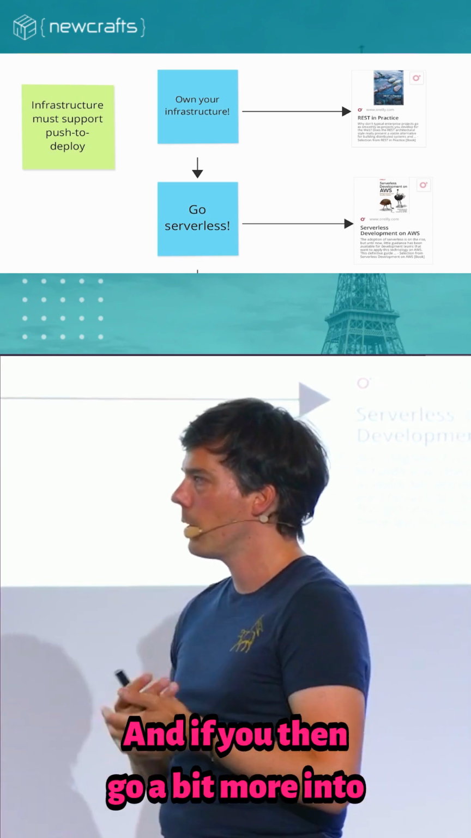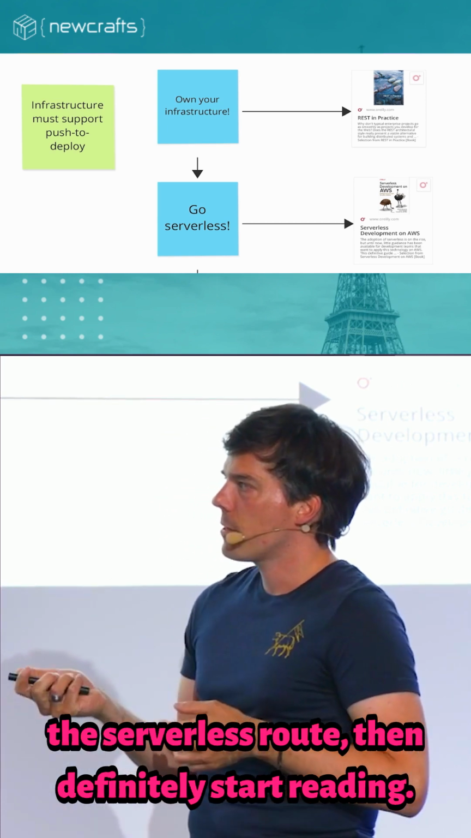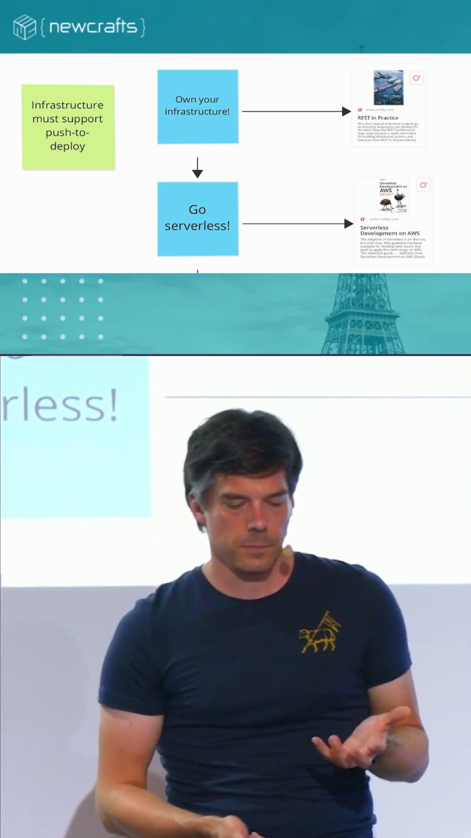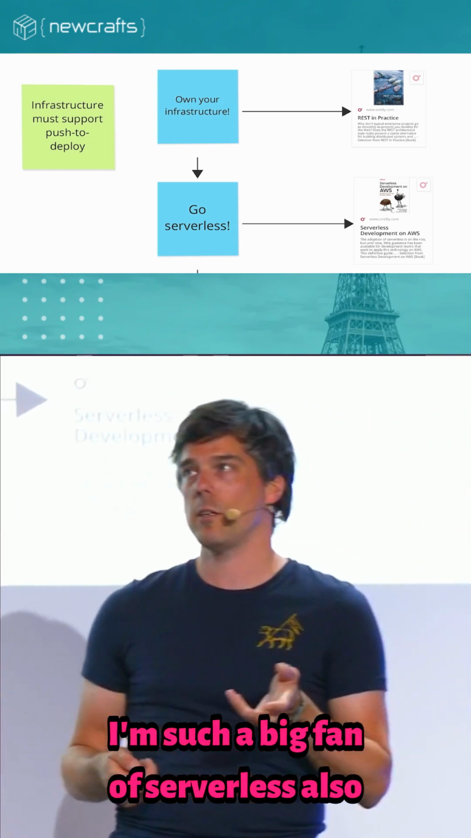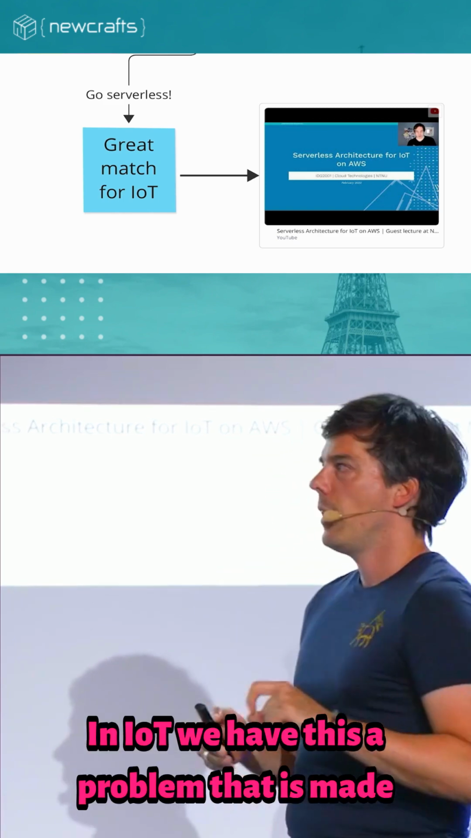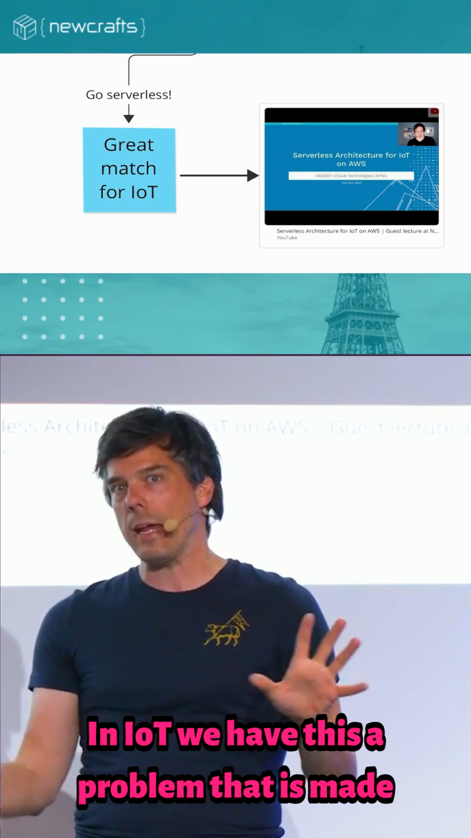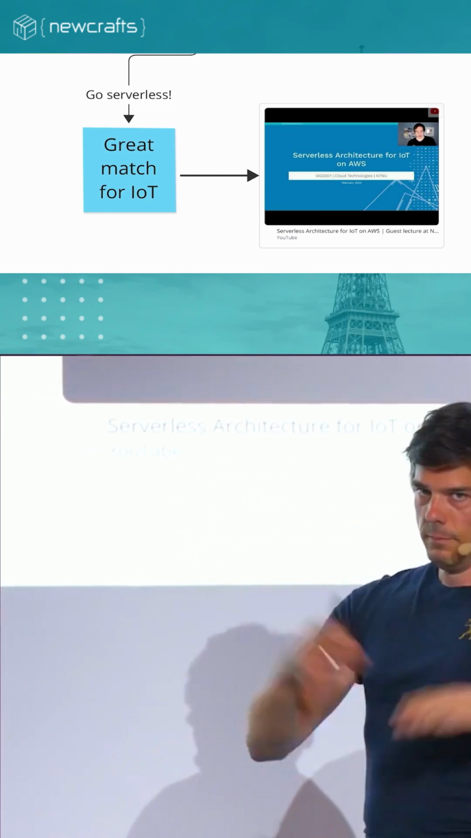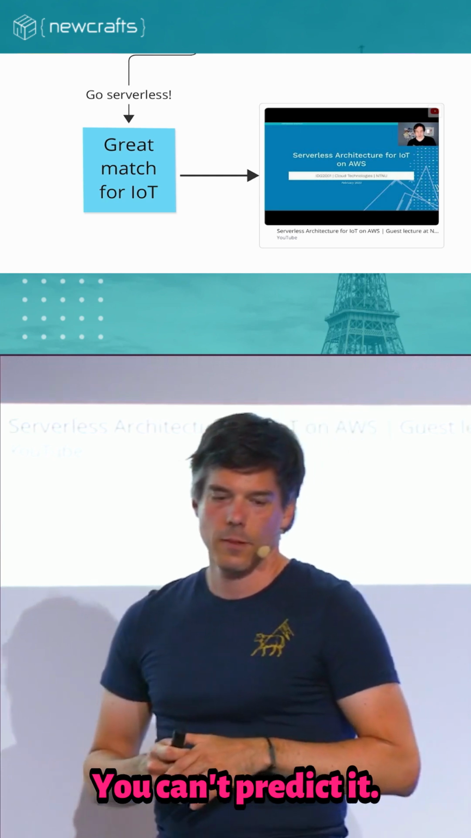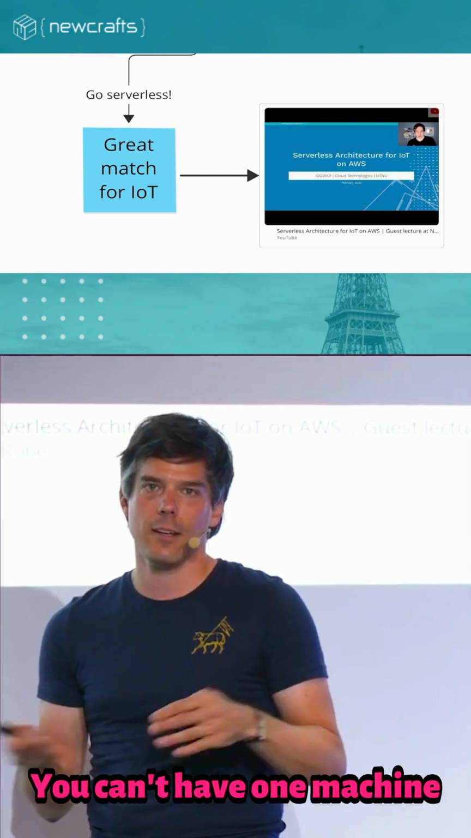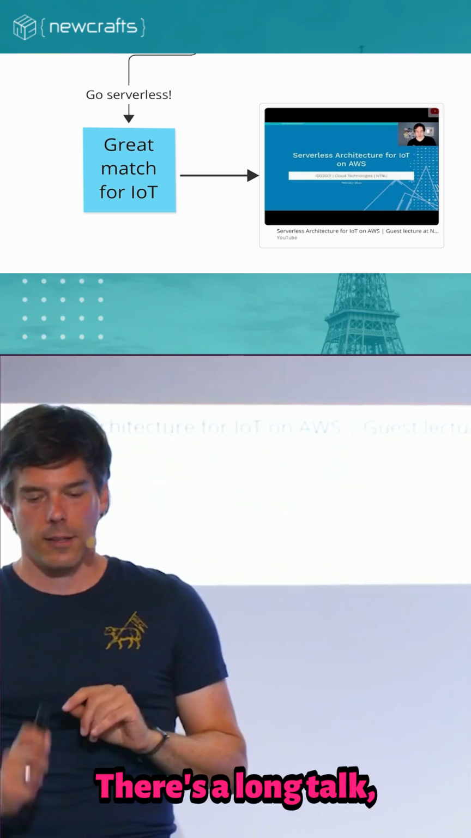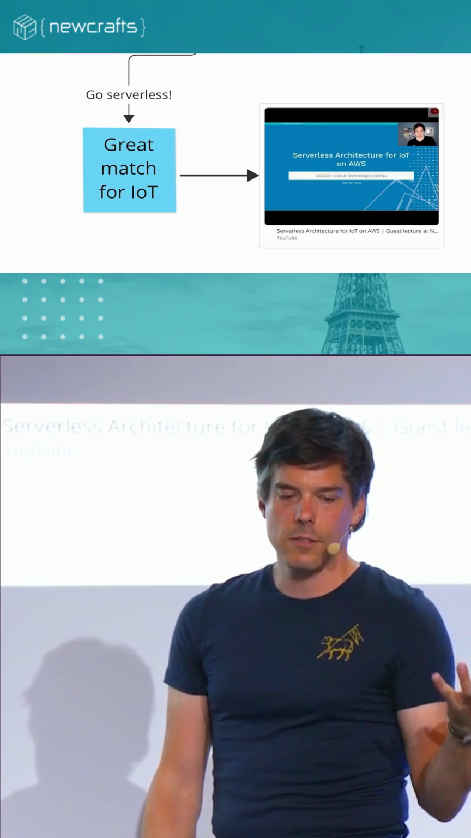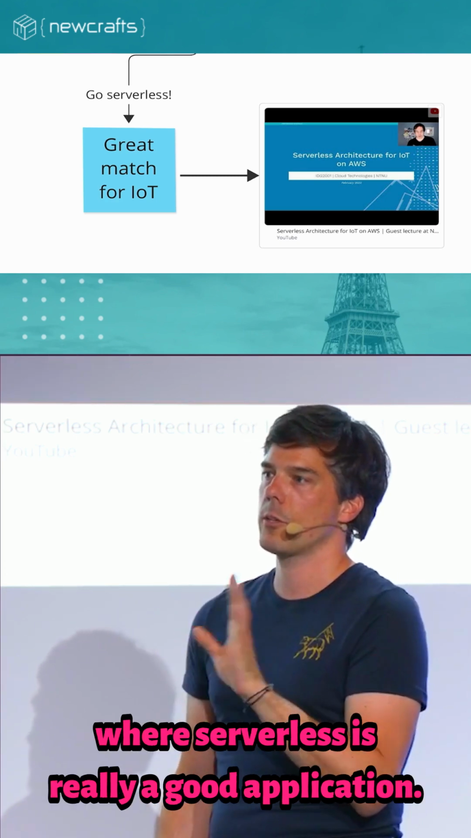And if you then go a bit more into the serverless route, then definitely start reading the new book that just came out a few months ago, Serverless Development on AWS. Fantastic introduction. I'm such a big fan of serverless also because I work a lot in IoT. In IoT, we have a problem that is made for serverless, where we have millions of devices which connect to your service. You can't predict it, and it needs to scale. You can't have one machine that deals with these requests. There's a long talk by me about why this is such a great match. Many systems have properties where serverless is really a good application.